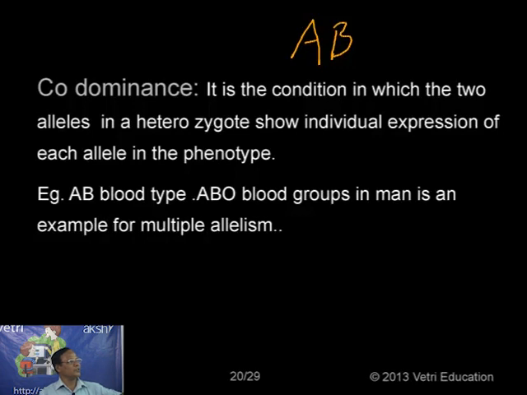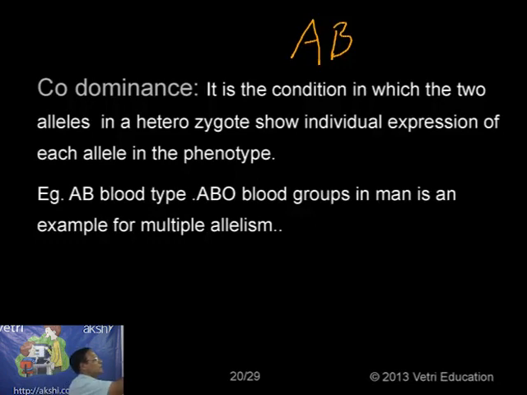Now we have both A and B genes. They are presented together, but they never blend, as in the case of incomplete dominance. They are presented together so that they express their own phenotype. The A gene produces A antigen, B produces B antigen, and both are present in the same person in AB. So, if you consider AB as a heterozygote, the two alleles in the heterozygote show individual expression of each allele in the phenotype.